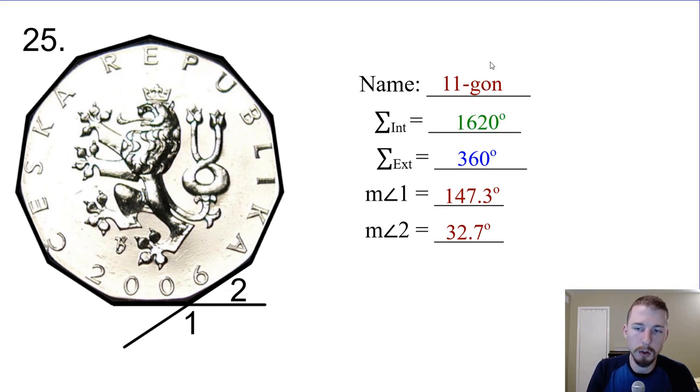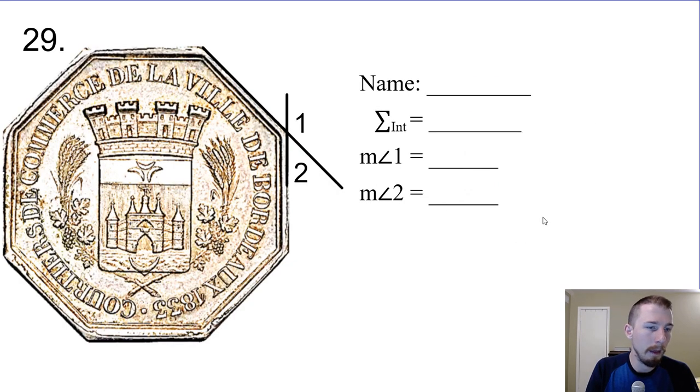So kind of cool. You can use what you know about the exterior angles. It might even be easier for you. Or you can use the formula and work forward instead of going backwards. All right, it's kind of cool.